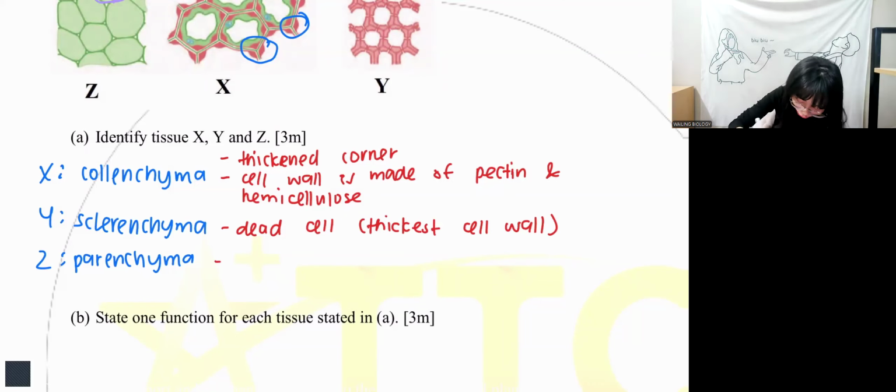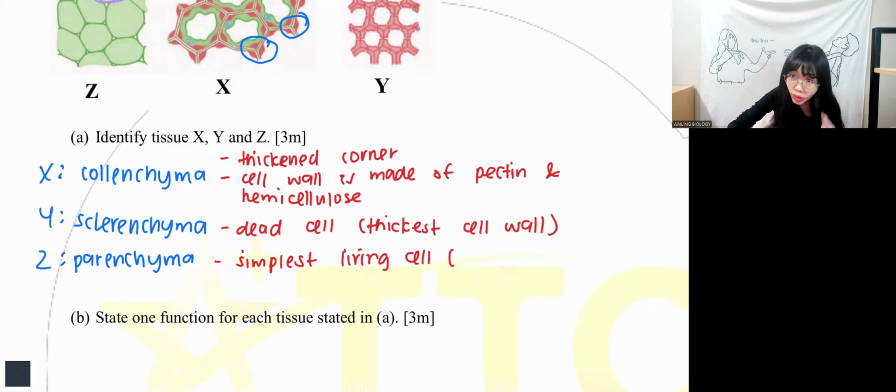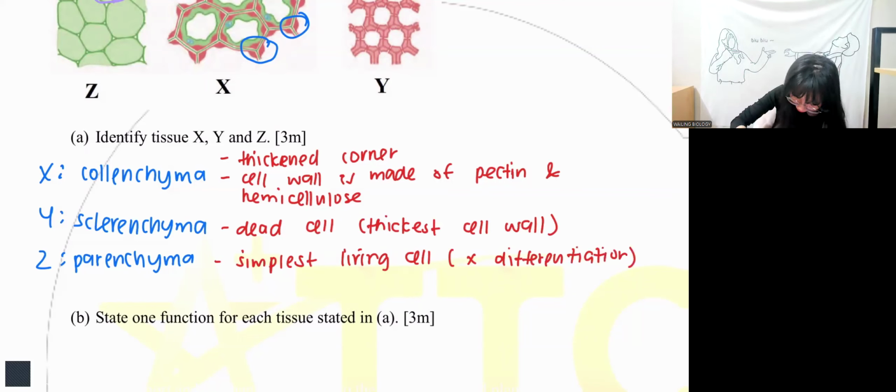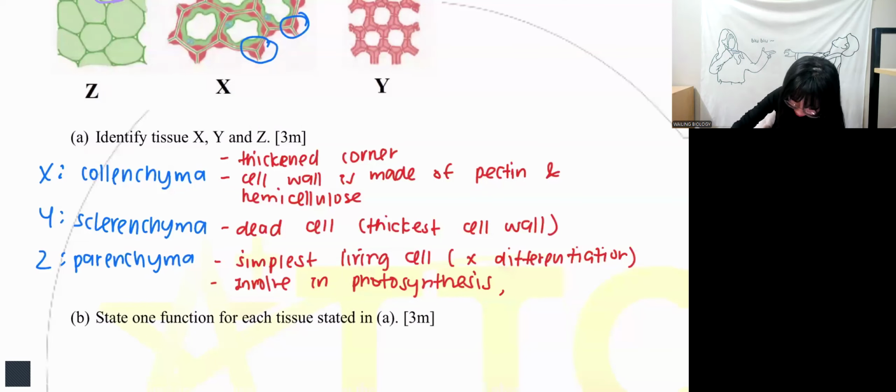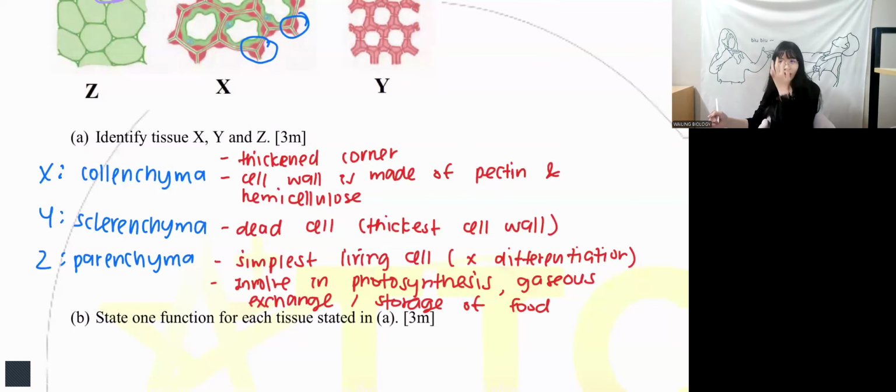And then for parenchyma tissue, they are known as the simplest living cell. Why is it called the simplest living cell? As I've mentioned, they don't carry out differentiation. No differentiation. And they can be involved in photosynthesis. They are also involved in gases exchange and also storage of food, because they have thin cell wall and large vacuole.